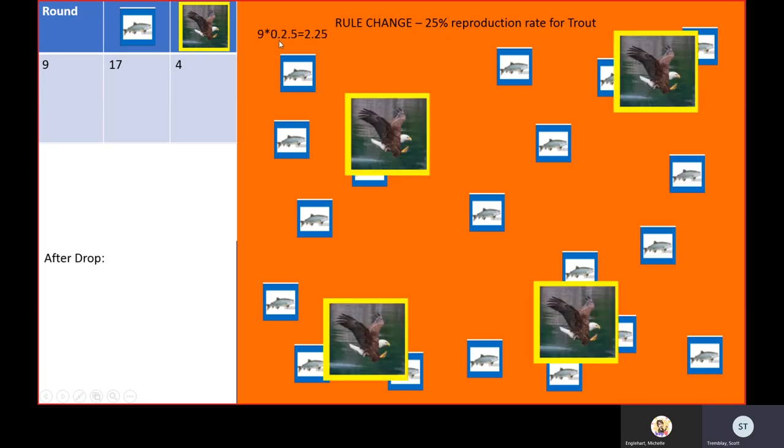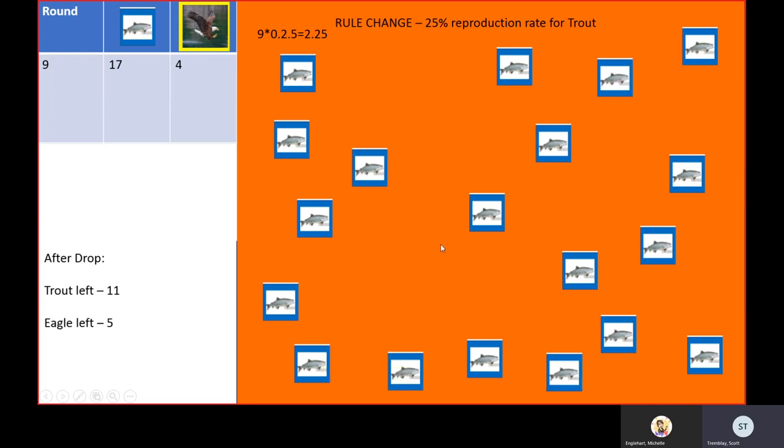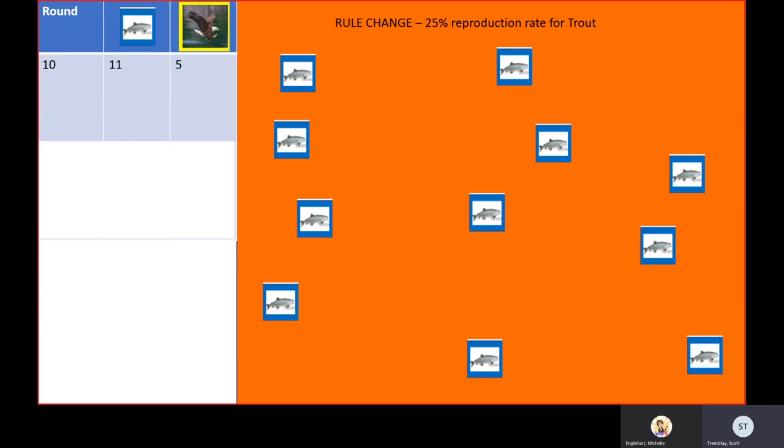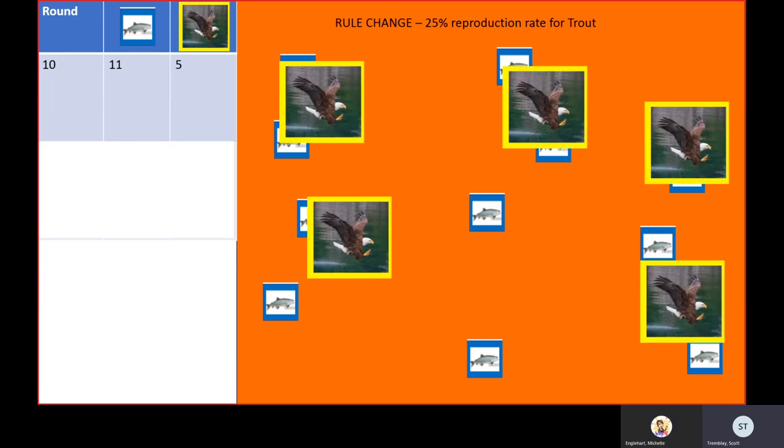So, now in this situation, we have 9 times 0.25. I don't know why I have 2 decimals in there. Whatever. Who cares? We'll go with it. We know what we're trying to do. So, we end up with 2.25. So, we're only adding 2. So, we're only up to 11 because we only had 9 left, right? 8 got caught. So, we got 9 left. We only had 2. So it's only 11 trout. Oh no. But the eagles reproduced. Yeah. So, wow. Look at that.